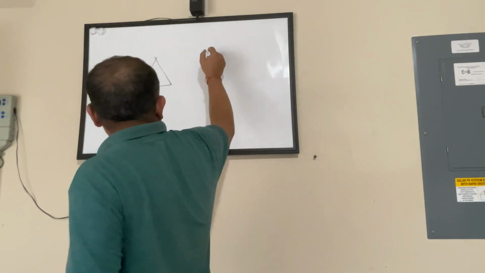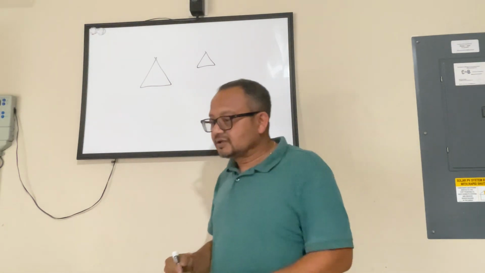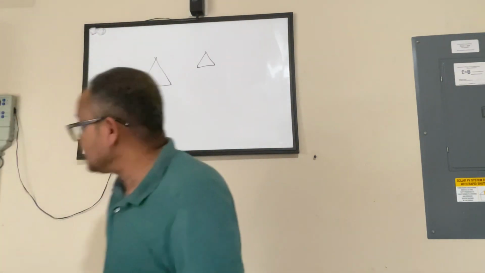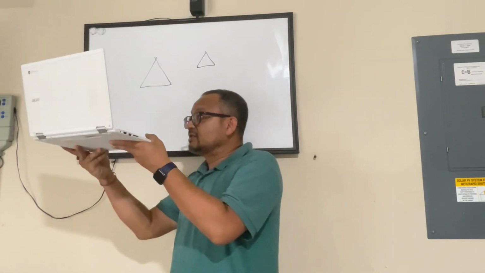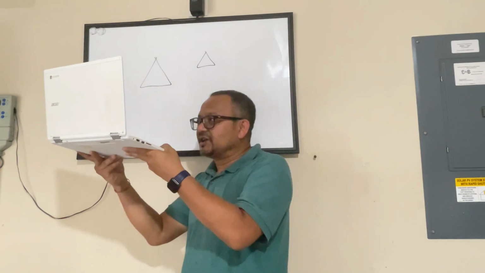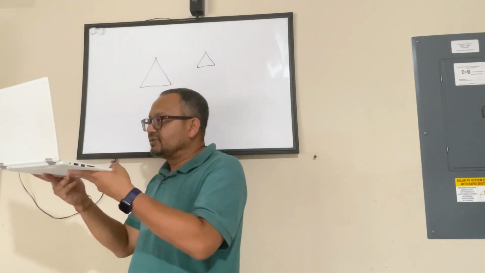Let's look at triangles. Are these two triangles looking congruent? No. They are not the same size. Their sides are looking different. Angles also might be different. Yeah? They are not congruent.